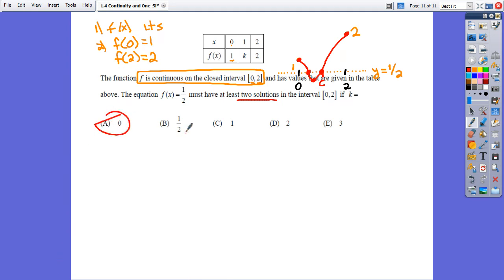1/2 guarantees one solution, like I can touch, but it could have been a touch and turn. So it doesn't guarantee me 2. All of these could be 2, but there's no guarantee. So anything that's above the road, there's no guarantee, and we have to guarantee that. Okay? And that's IVT and the rest of continuity problems.